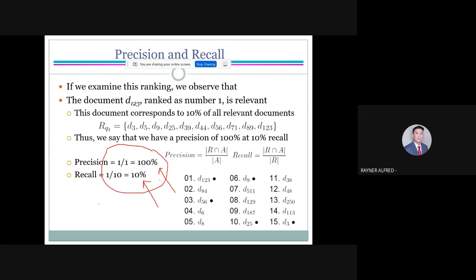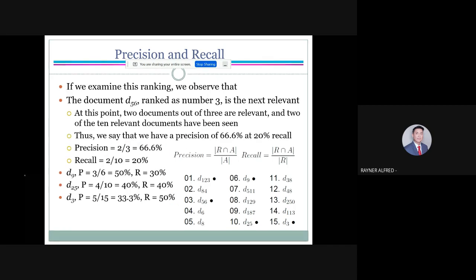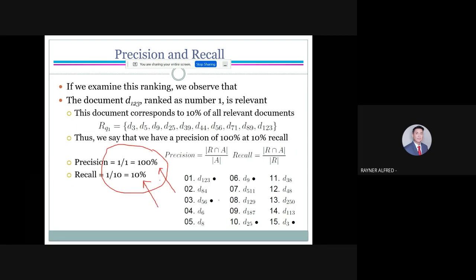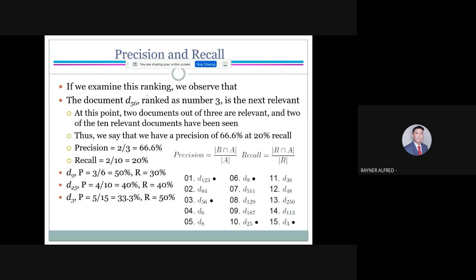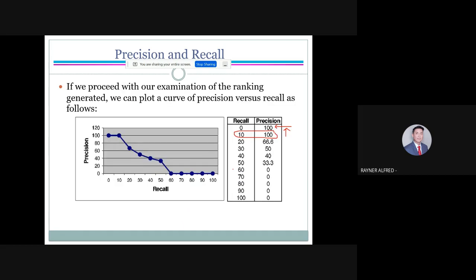And the next one is which one? The next one is D56. Our precision is 66.6 and our recall is 20. So we take this value for this one, and we plot them here. We have 20 and 66. So from 100 here, we go down to 66 here.